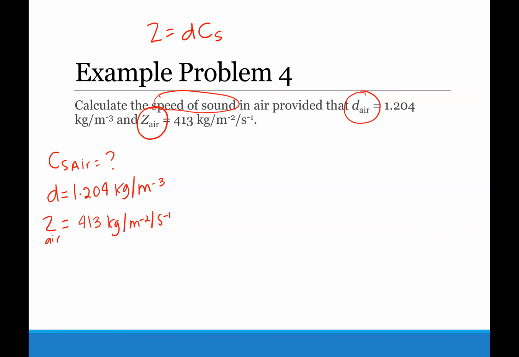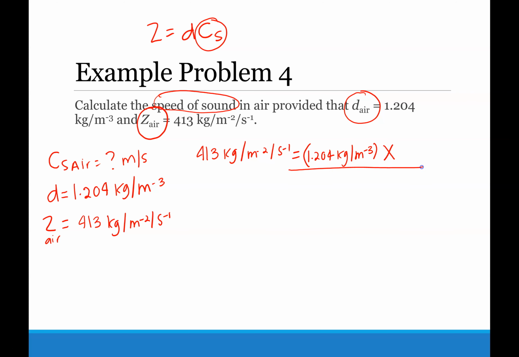And of course we know that speed of sound is measured in units of meters per second, and that's what we're going to calculate. So our Z is 413 kilograms meters minus 2 seconds minus 1 equals the density, which is 1.204 kilograms meters minus 3 times X, because that's what we're looking for, is this variable, the speed of sound right here. So we're going to divide by 1.204 kilograms meters minus 3 to isolate the speed of sound by itself.